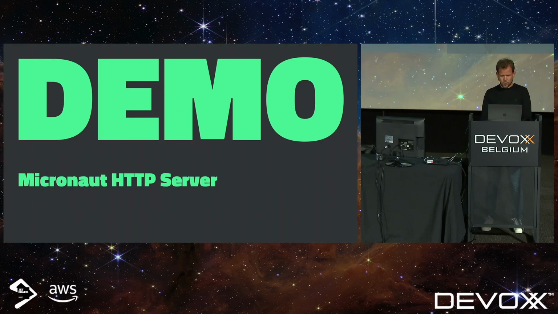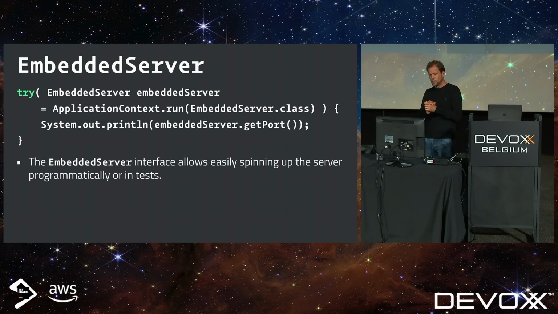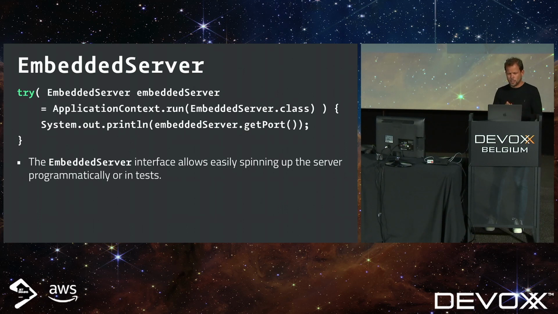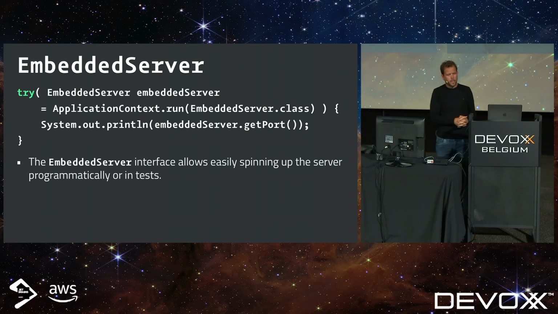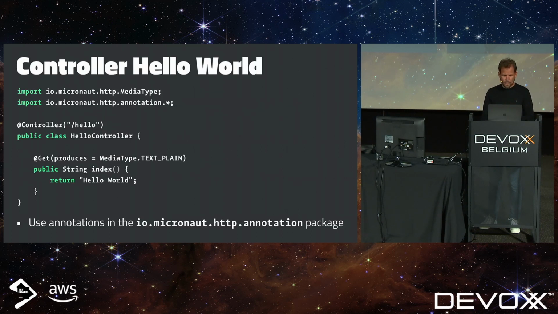Okay, you can also spin the server up manually. If you have programmatic use cases, you can call application_context.run and tell it to give you the embedded server. It will start the Micronaut context and return an embedded server instance, which you can use to get hold of the port. This is actually how we used to support unit testing. You would call run, it would spin up the server, you'd get the port, and then you would call the client, before we had Micronaut test.